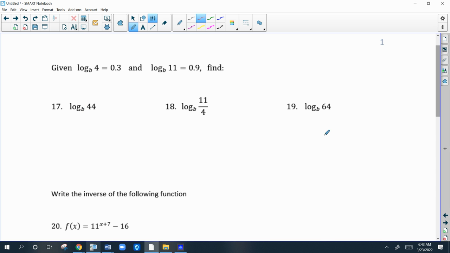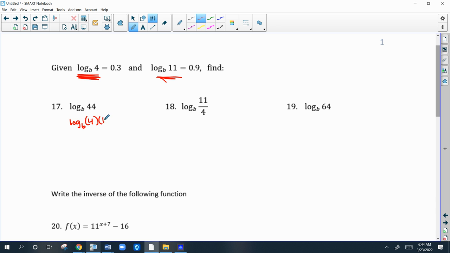So as you know, when you're given an equation like this, you're going to have to try to change these logs into sums or differences of log base b of 4 and log base b of 11. So the first one is log base b of 44. Notice that 44 is 4 times 11, so that's going to work. Think of this as log base b of 4 times 11.